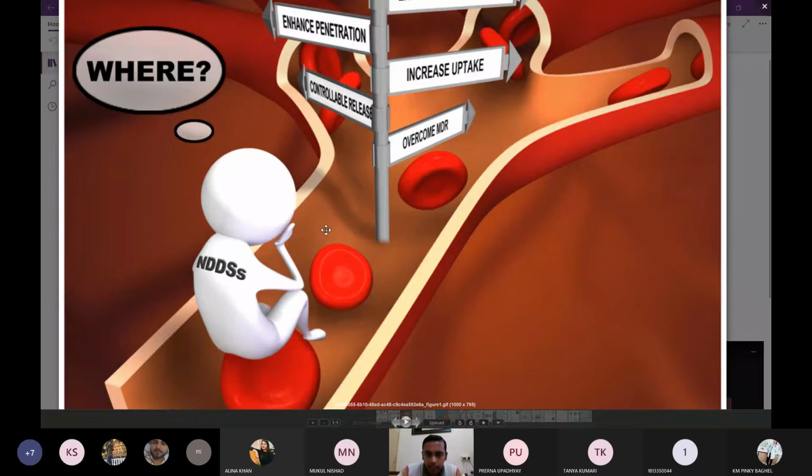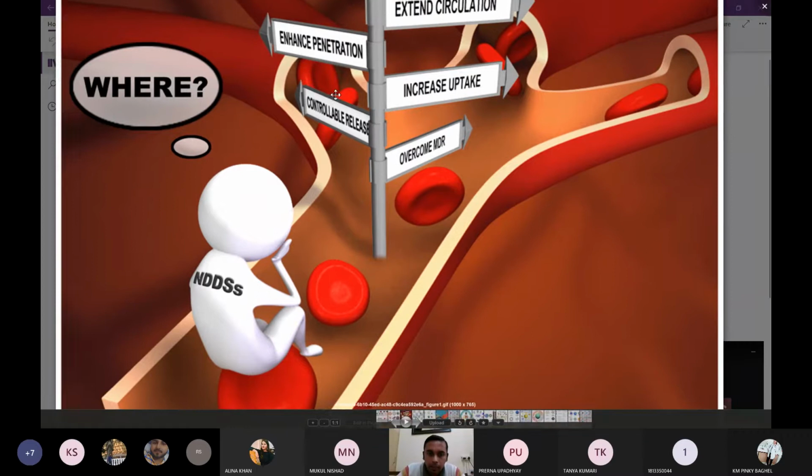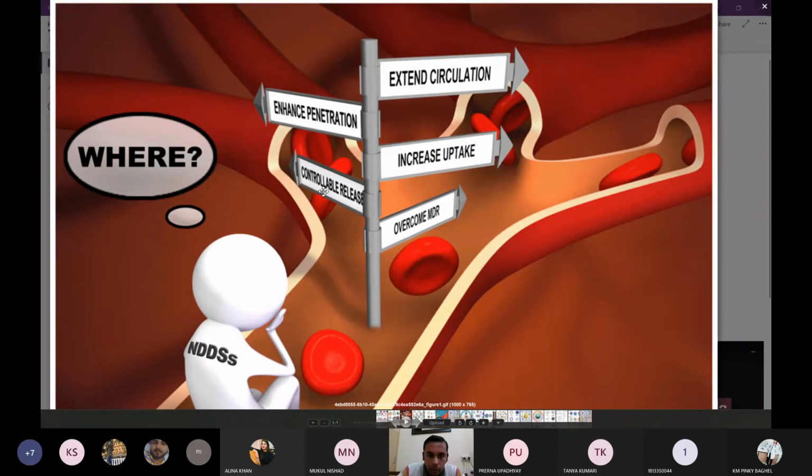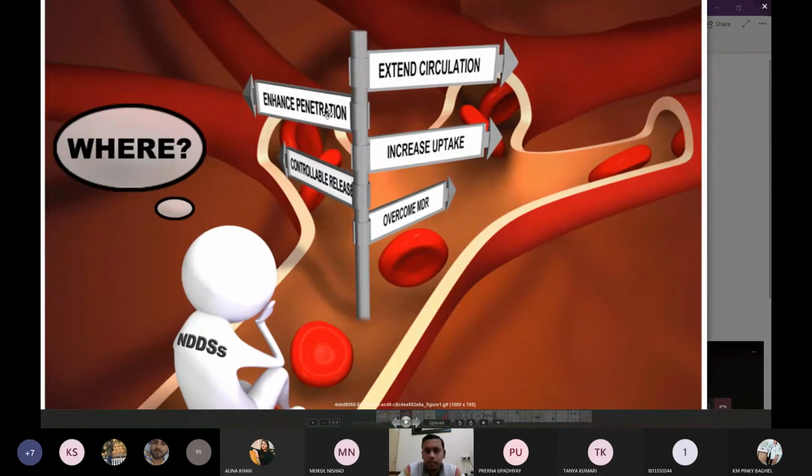How can we do it? It's a challenge. Our drug particles are big, so a big drug particle will not be able to cross all these small barriers. So how will we increase its penetrability and efficacy? The answer is controlled release. Here I have written: we can do controlled release, or we can add enhanced penetration.